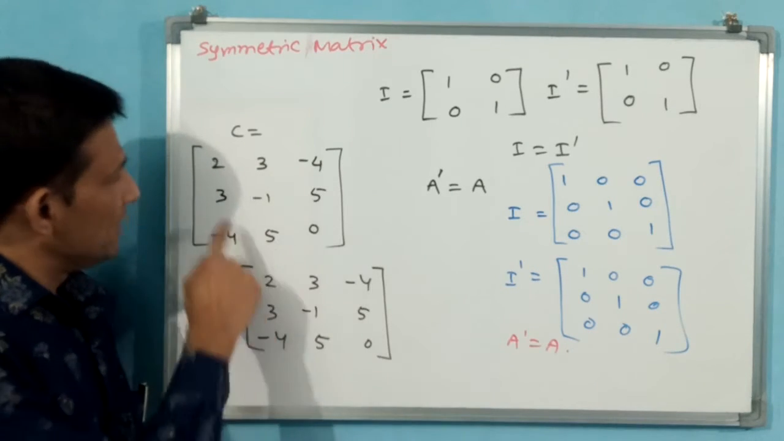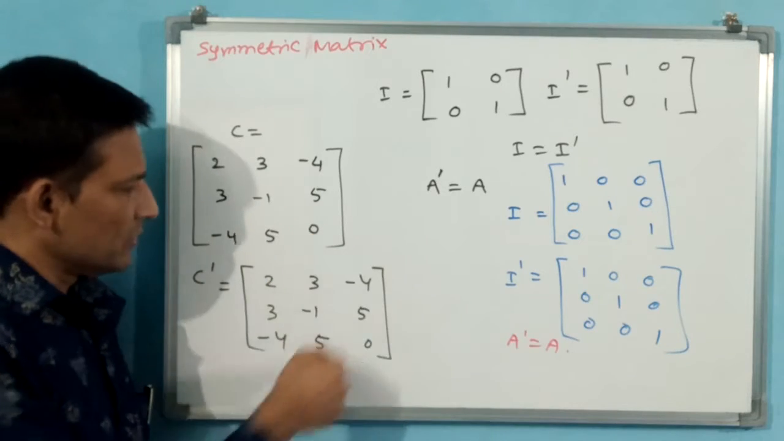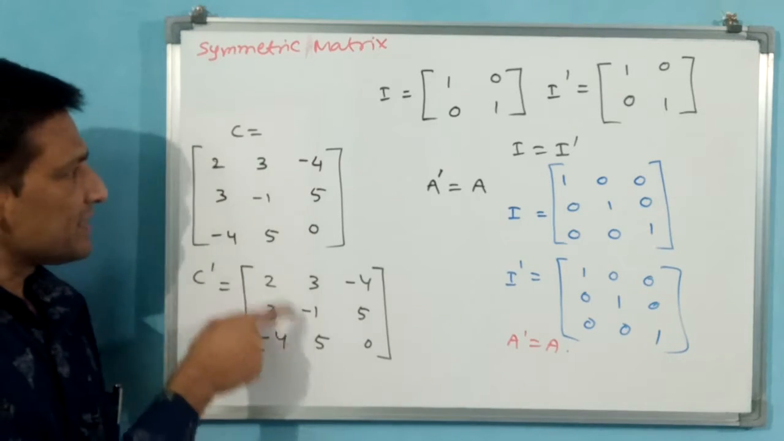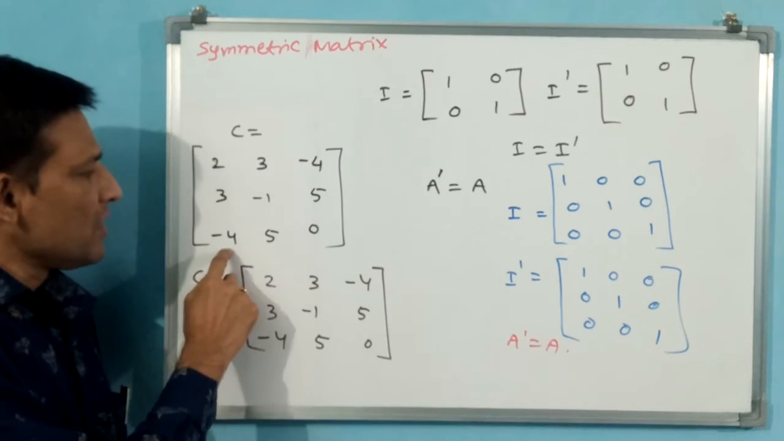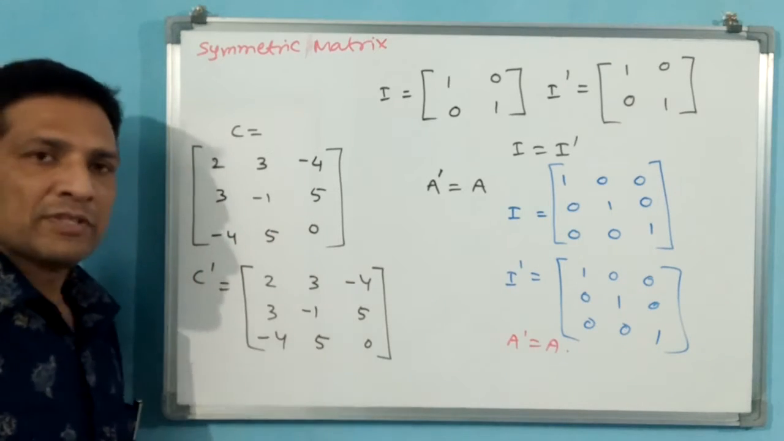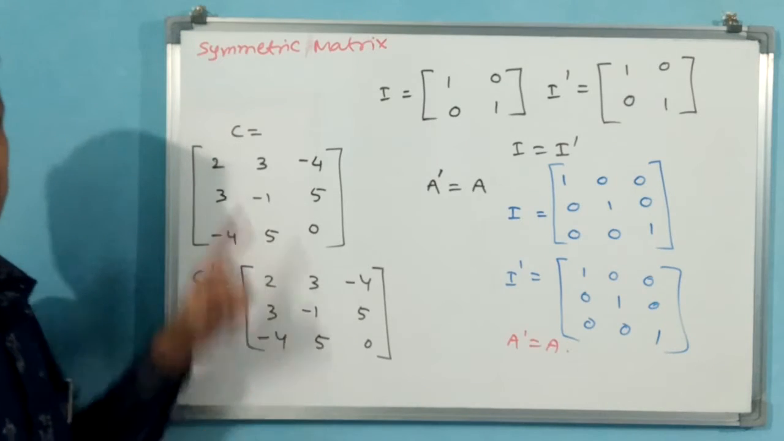First row, first column. Second row, second column. Third row, third column. But even then you see the same matrix has come. You see 2, 3, -4, 2, 3, -4. 3, -1, 5, 3, -1, 5. -4, 5, 0, -4, 5, 0. That means this is a symmetric matrix.